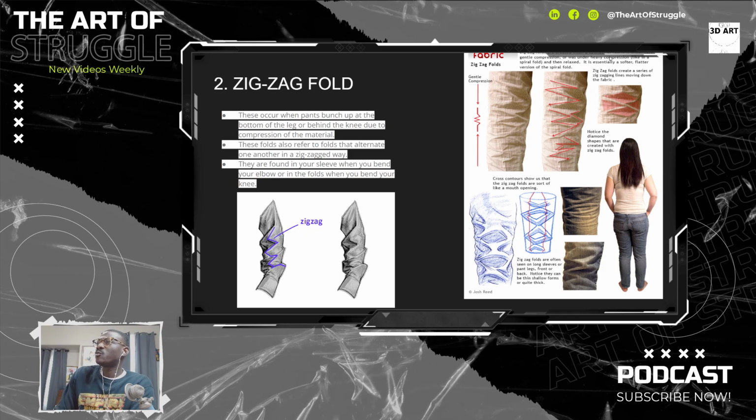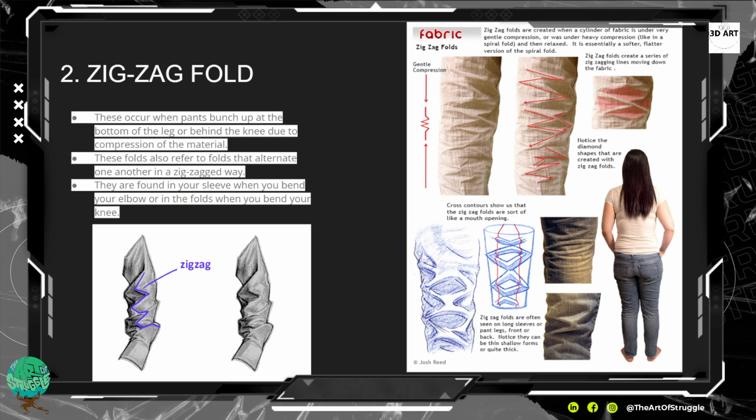So they're created when a cylinder of fabric was under heavy compression, like in spiral folds, and then relaxed. It is essentially a softer, flatter version of the spiral fold. Zigzag folds create a series of zigzagging lines moving down the fabric. You want to notice the diamond shapes that are created with the zigzag folds, right? So when you're sculpting it, keep that in mind.